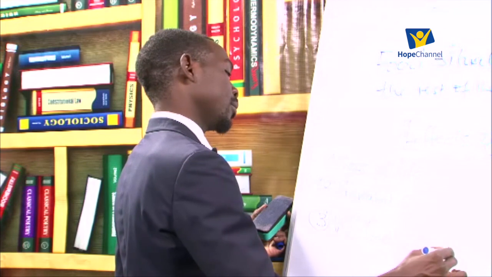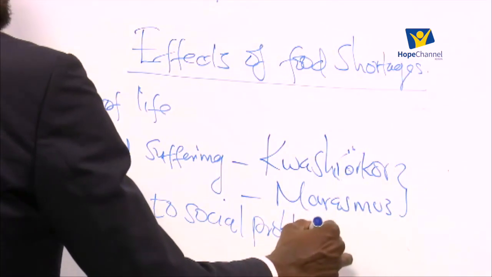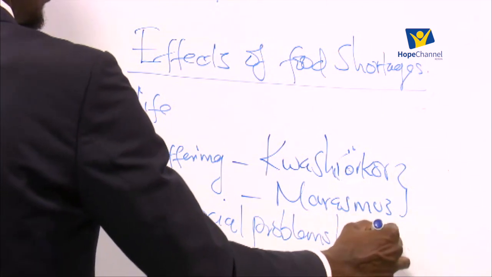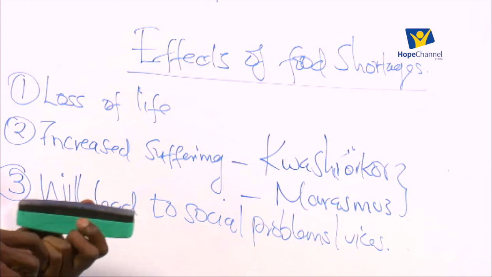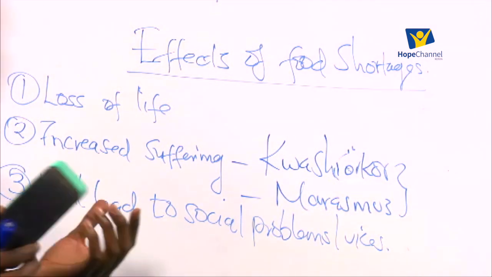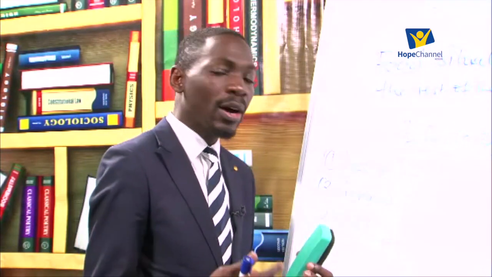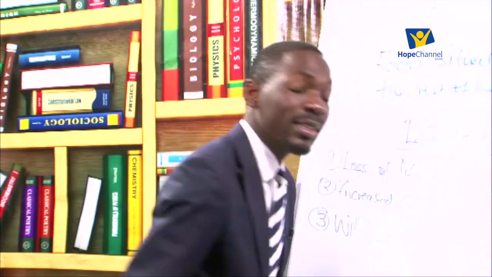To social problems, or you can call them vices. Yeah. So you realize that most people will carry out things like cattle raids. You talk about, for example, the Maasai and the Karamojong during the period of famine. They tend to carry out raiding in periods of famine. Even other social problems like stealing.